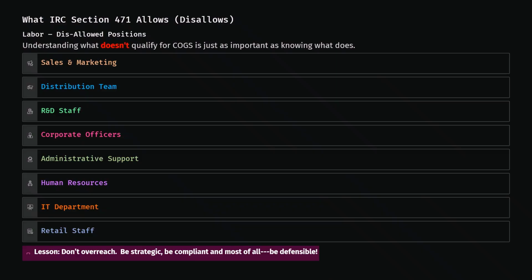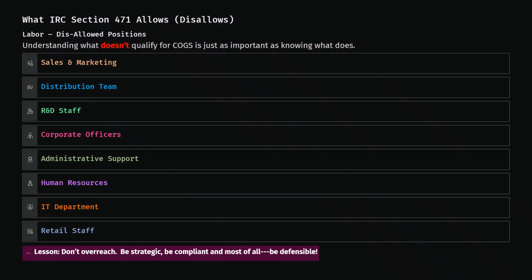Then you've got your HR folks. So this includes your HR managers, recruiters, benefits administrators, and employee relations staff. HR plays a huge role in hiring, compliance, and employee relations, but they really work across the company, not specifically in production. Their wages aren't deductible.